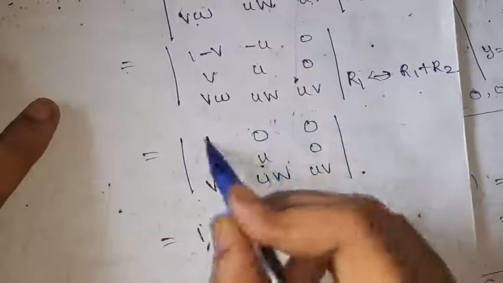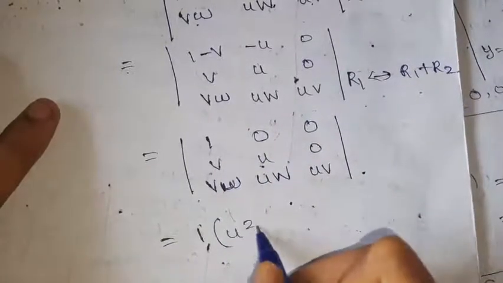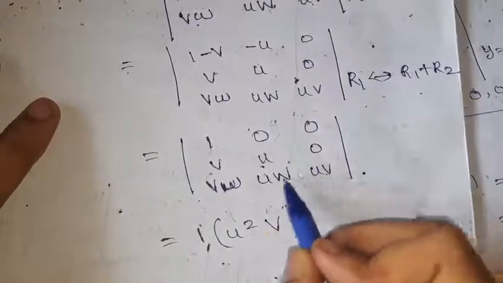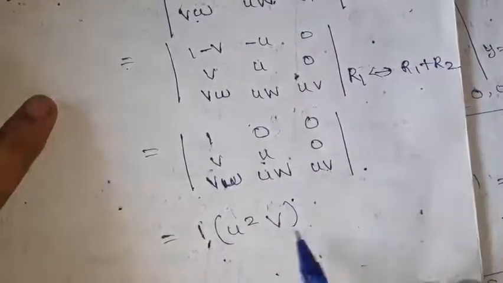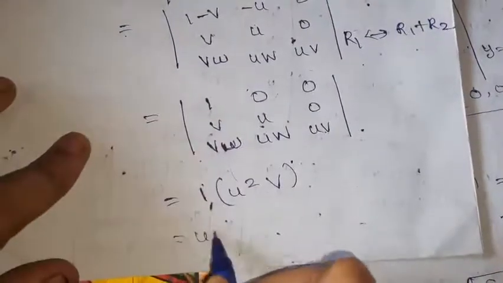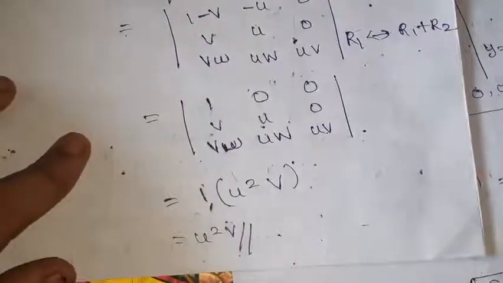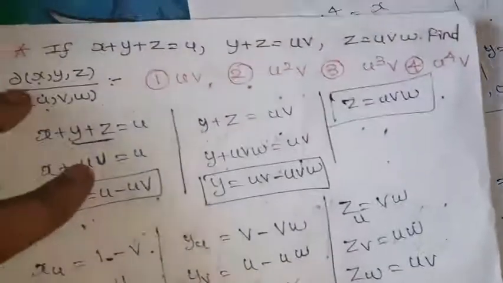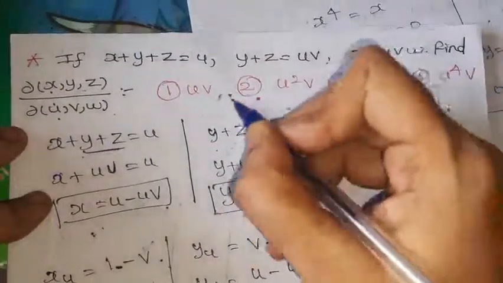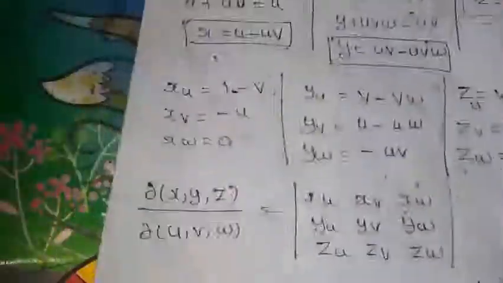So expanding along this, the rest of these values are 0 now, so we can take this one alone. So u squared v minus 0 alone. So 1 into u squared v. So what we will get? U squared v. So u squared v is the right option for this question. Okay, option 2, u squared v is the right option.